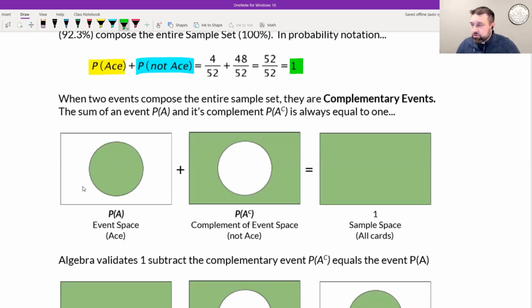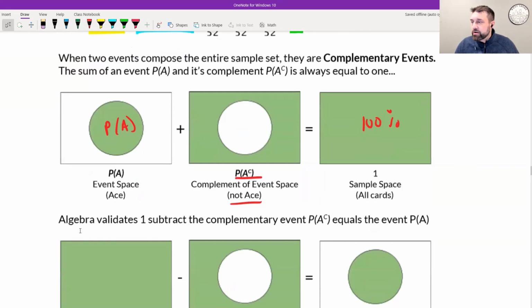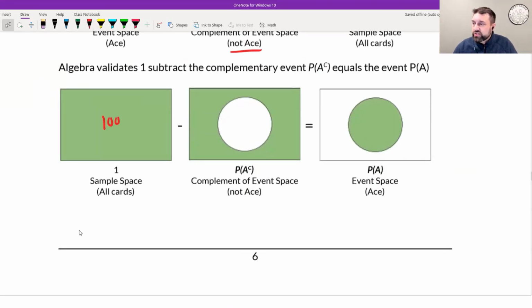And here's the idea graphically. So this would be the probability of drawing an ace, the probability of getting an ace. All this here is the probability of not drawing an ace. That's called the complement. And if you add them together, you get 100%. You get the whole. We can use a little algebra and move this around and say, okay, if we start with the 100% and we subtract the complement, let's say 30% chance of snow, then we know that there's a 70% chance of it not snowing.